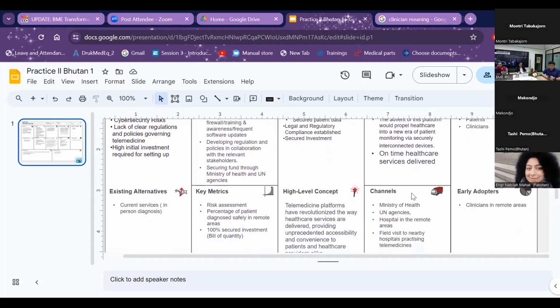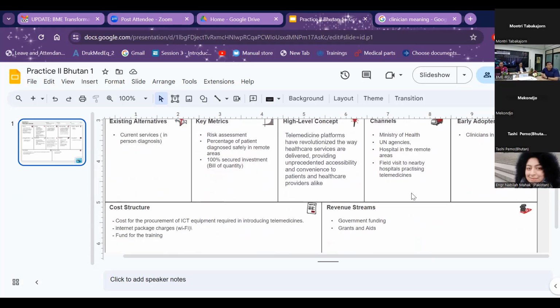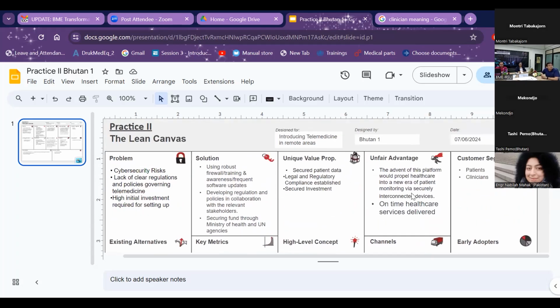And the channel would be through the Ministry of Health, UN agencies for the funds, and hospitals in remote areas. Execution will mainly take place in the remote areas in Bhutan, and field visits to nearby hospitals already practicing telemedicine would be a great help in establishing telemedicine in our country. And the customer segment in this case would be patients and clinicians in remote areas during the introduction phase.